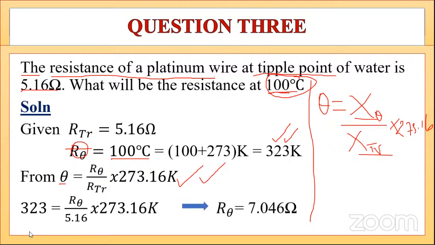We substitute what we know. We already know theta, which is 323. We already know R triple point, which is 5.16. And so we are looking for now what? R theta. So we say 323 equals R theta over 5.16 times 273.16. When you cross multiply and manipulate, you will get R theta to be that value, 7.04.